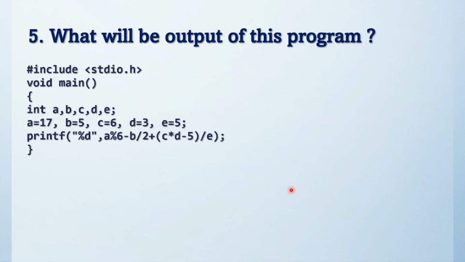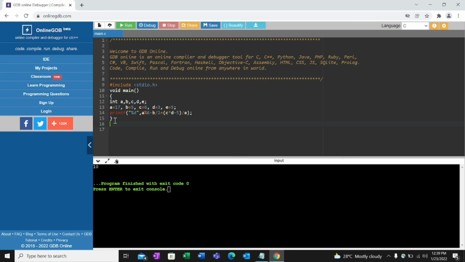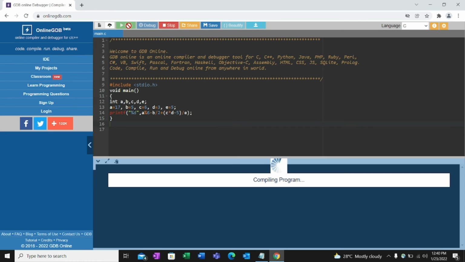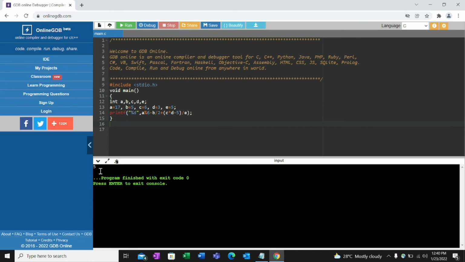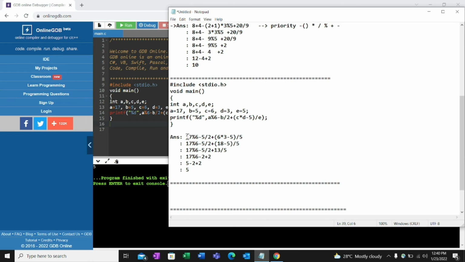Next question. Try to solve it first and let me know your answer. These are the options. Ctrl+C, run it, and see what the output is. Okay, 5 is the output. How 5? I'll tell you. See, I put the variable values here.